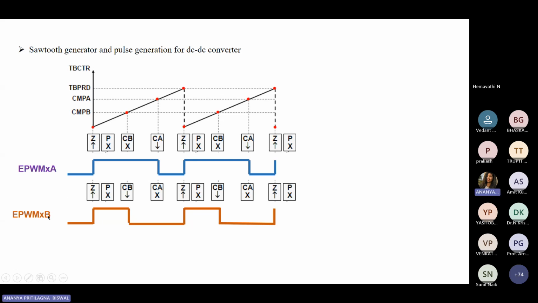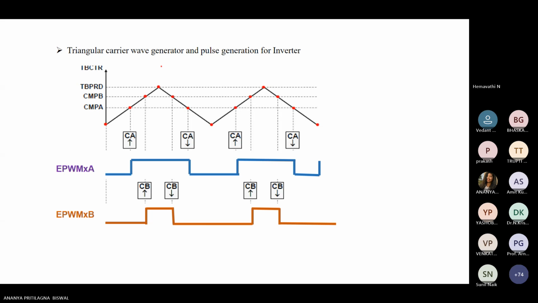Similarly for EPWMB, this is 60%, this is 30% width. For EPWMB, when TBCTR equals 0, it will be set. When counter compare equals CMPB, it will be cleared. And when TBCTR equals comparator A, it will do nothing, so that it will continue. Similarly, for up and down counter, we compare for two signals, EPWMA and B.